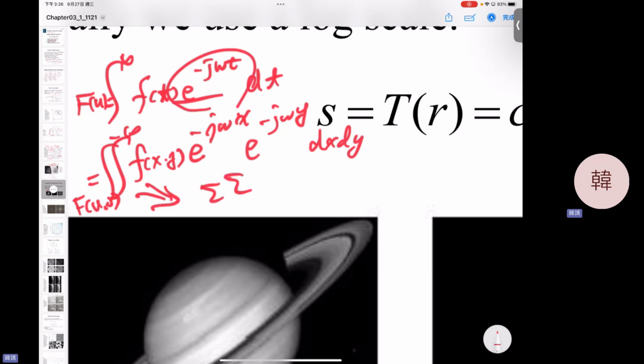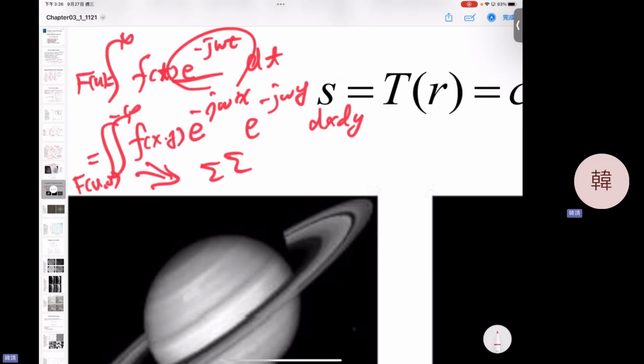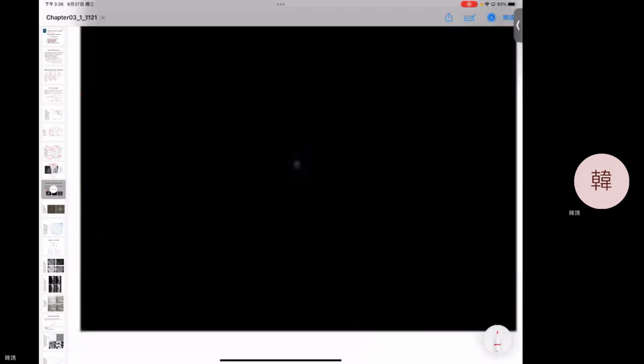If you take the magnitude of your frequency spectrum, it ranges a lot. It's a huge number there. And you look at the result, it looks like this. Did you see something there? The Saturn image changed to the Fourier domain. This is the frequency domain, showing the energy distribution of different frequency spectra in the u and v directions. What do you think?